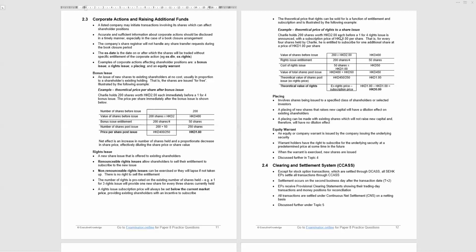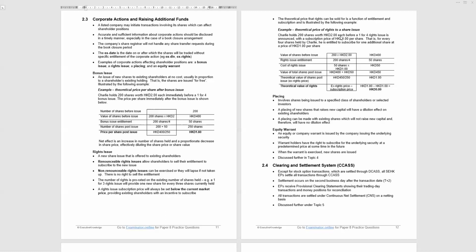Placing, we've seen that earlier in the previous lecture, where we place shares with identified shareholders. The last point there, placing can be made with existing shares, which will not raise new capital and therefore will have no dilution effect, but it can raise new capital and there would be a dilution effect.